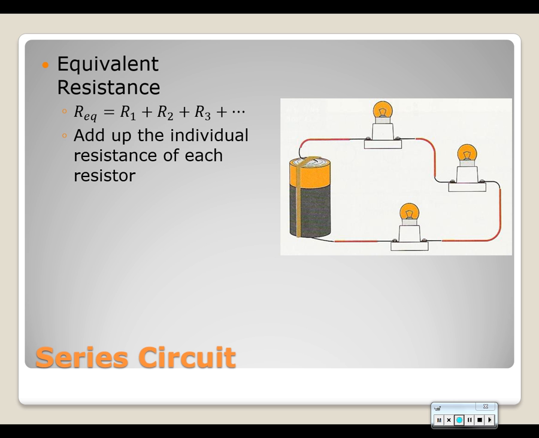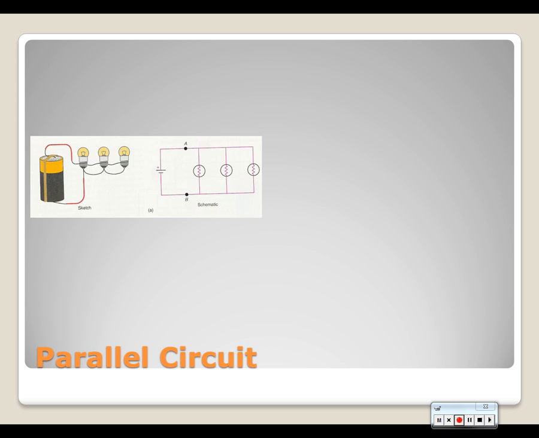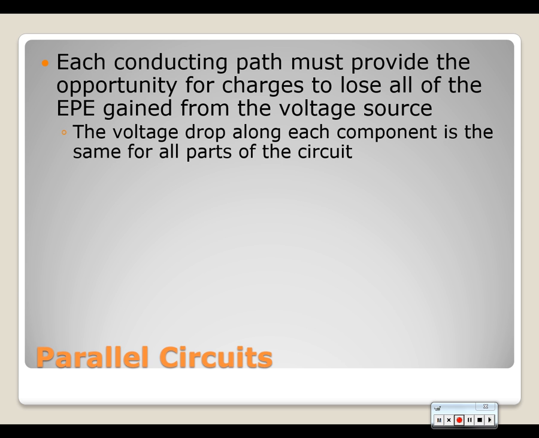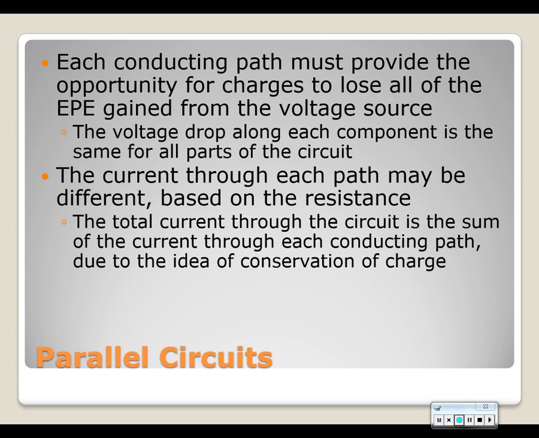Okay. For parallel circuits, on the back, it says the voltage across each component has to be the same for all parts of the circuit. So the next thing you have is parallel circuits, back on the other side. Basically what that means is that no matter which way those charges go, all the energy that they gain from the battery, they have to lose somewhere. Okay?